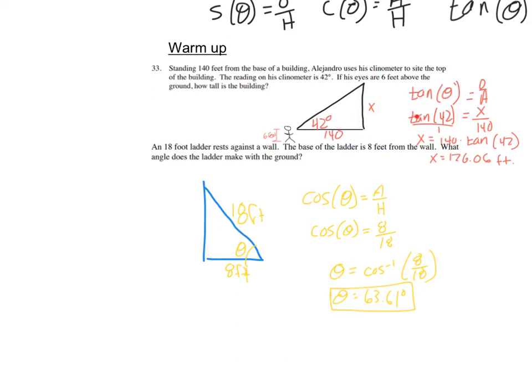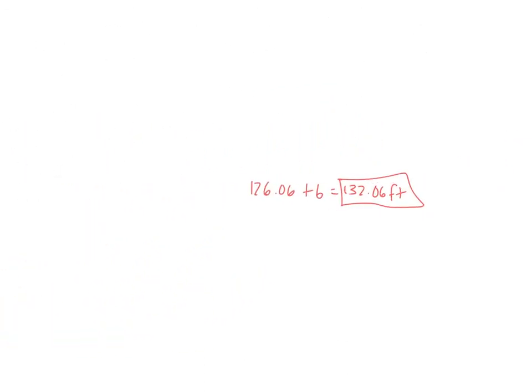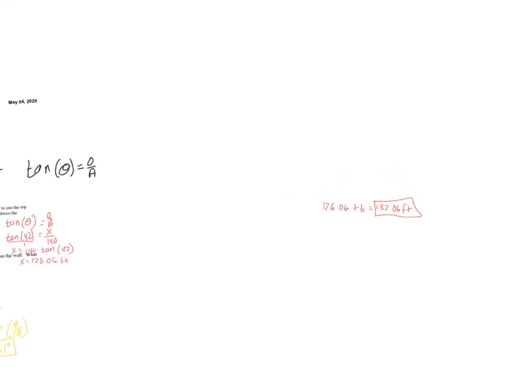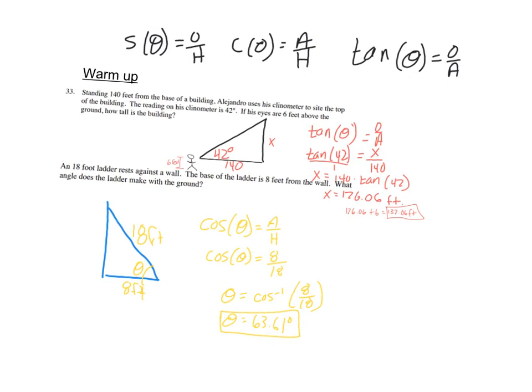So I set up this ratio of tangent 42 equals the opposite over the adjacent, cross multiplied, and I got 126.06 for the height x. But remember, his eyes are 6 feet above the ground, so I had to add 6 feet to my answer. And when I did that, I got 132.06 feet because I had to add 6 to this answer that I have right there. So altogether 132.06.